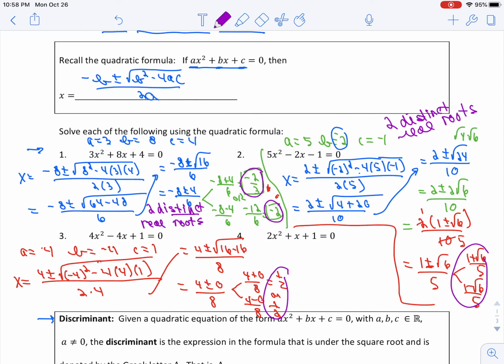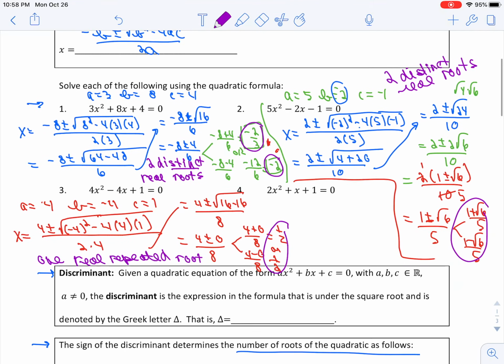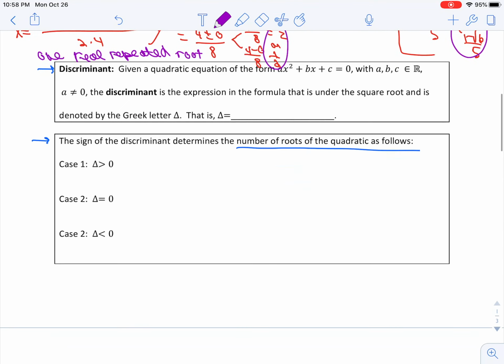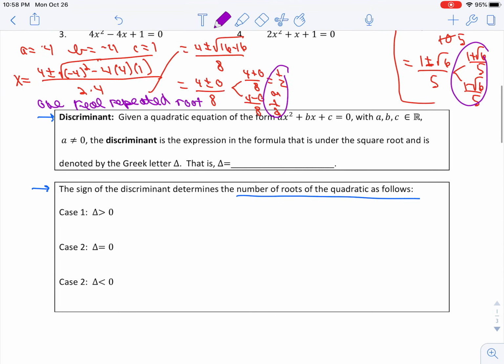But in this one, notice that what we have is one real repeated root. Okay, and for this one, I'm going to take this down to the bottom. Let's come all the way down here and let's look at this problem 3.